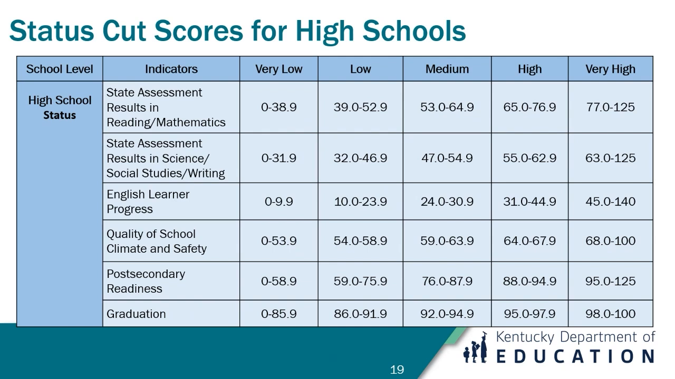On this slide, we see the status cut scores for high schools. Very low is 0 through 53.9, low 54 through 58.9, medium 59 through 63.9, high 64 through 67.9, and very high 68 through 100. It's important to notice that all of these cut scores for each level were established in 2023 through a standard setting process and have not changed.